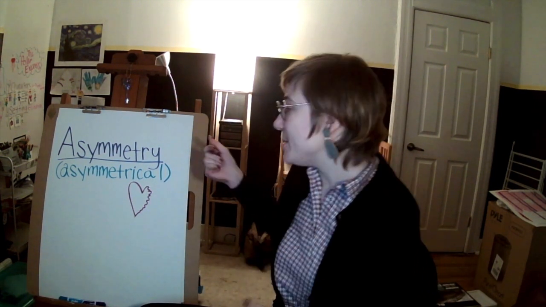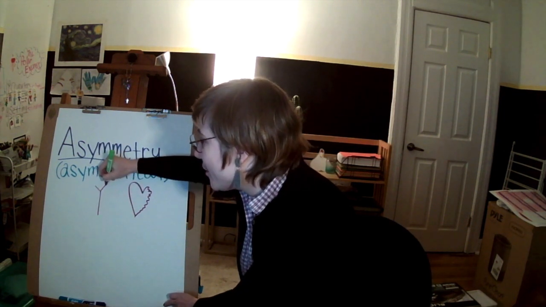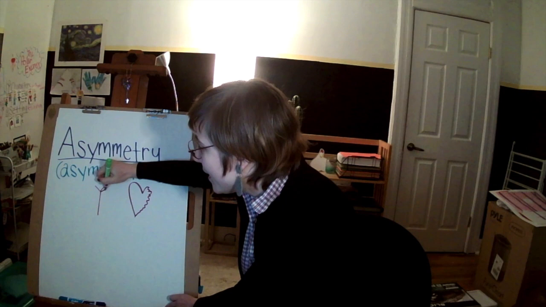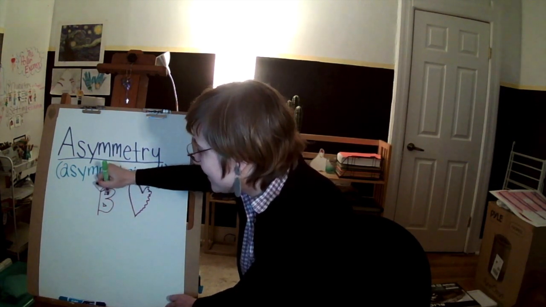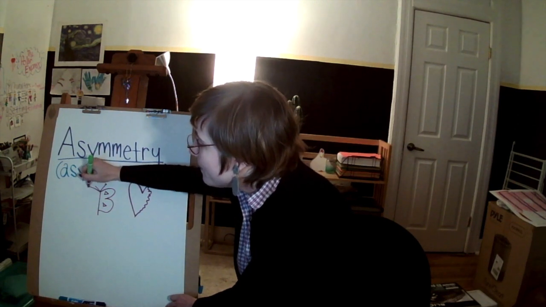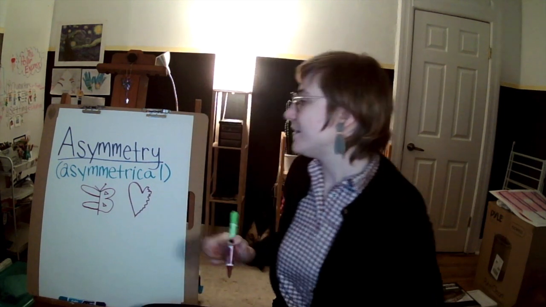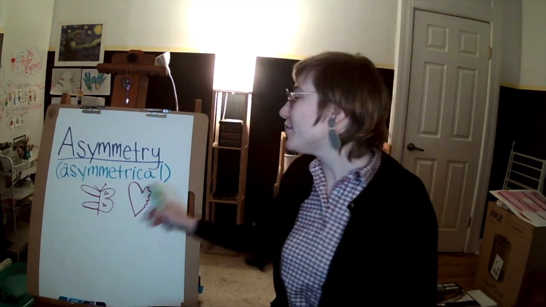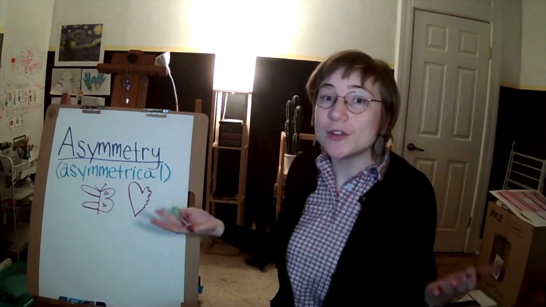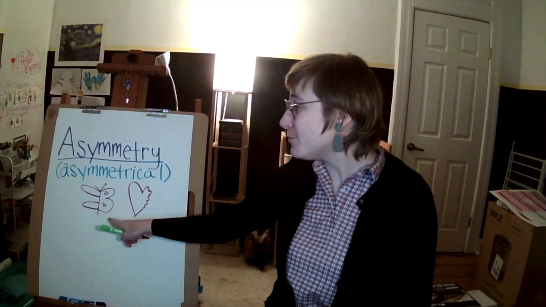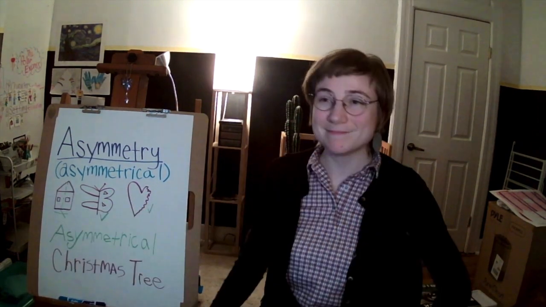Another example would be if I drew a butterfly, and on one side of my butterfly I had big butterfly wings with some designs, and on the other side maybe I had super long, super skinny wings. This butterfly is also asymmetrical, or it's not symmetrical. There's no symmetry in this picture. It is not the same on both sides.